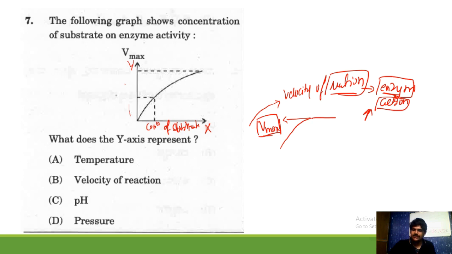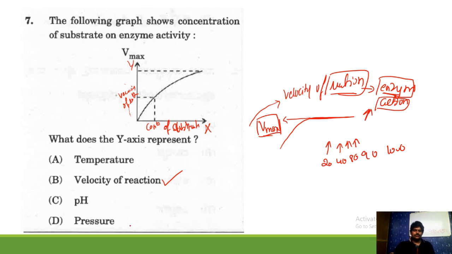In the V max level it maintains a steady level. There will be no increase, however much the substrate concentration rises, 20, 40, 80, 90, 100, continuously. There will be no rise in the reaction rate. So in the y axis, that is the velocity of reaction. Okay, so the answer is velocity of the reaction.